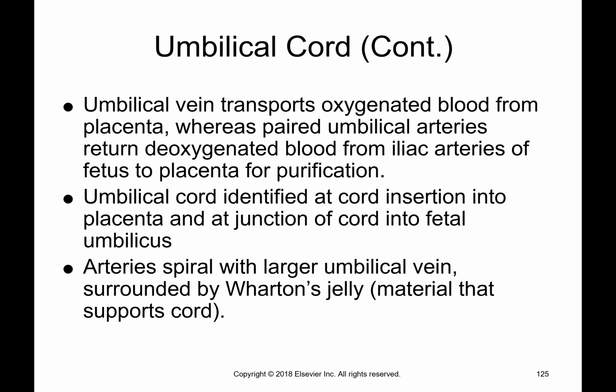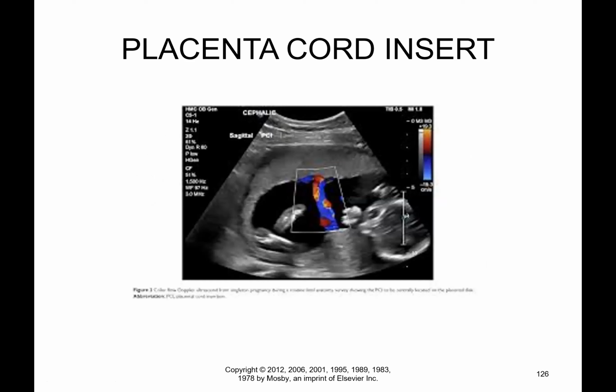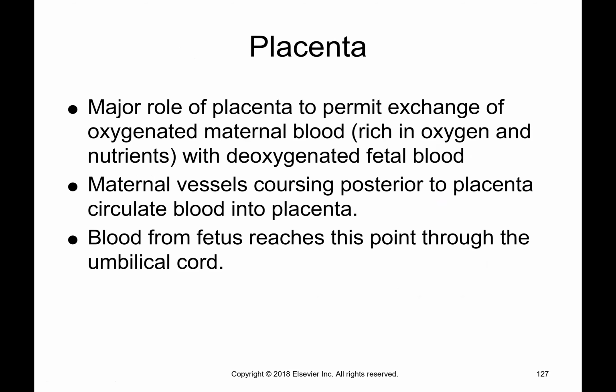And this just talks about the umbilical cord a little bit more, which we'll talk about later on. This is the umbilical cord going into the placenta. I like to get this image too. The major role of the placenta is to permit exchange of oxygenated maternal blood and deoxygenated fetal blood. The maternal vessels coursing posterior to the placenta circulate blood into the placenta, and blood from the fetus reaches this point through the umbilical cord.